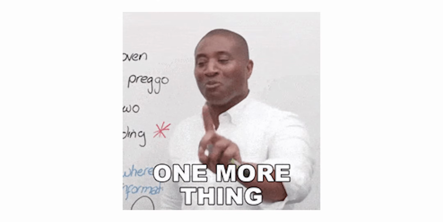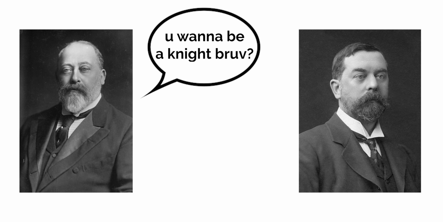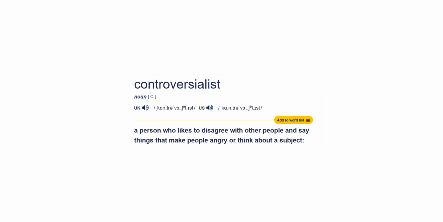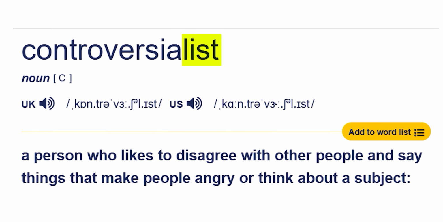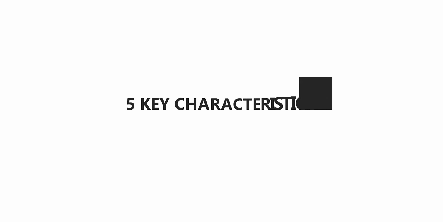Here's another interesting story about him. Apparently, King Edward VII recommended Sargent for a knighthood, but the guy fully just said, nope, no thank you, just straight up turned down a knighthood. That's just the kind of guy John was. He was just a controversial list. Speaking of lists, here are 5 key characteristics to Sargent's art.